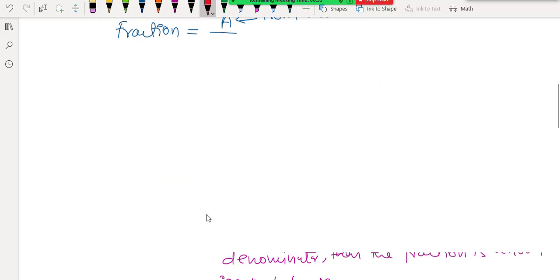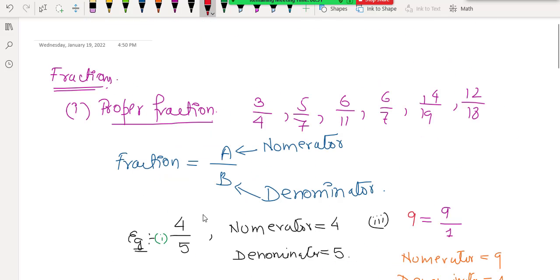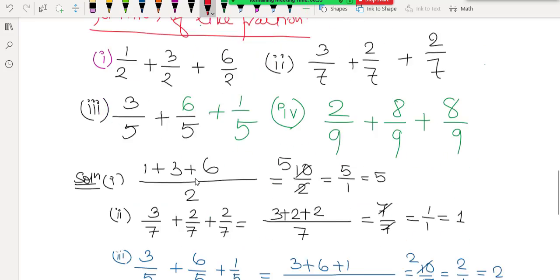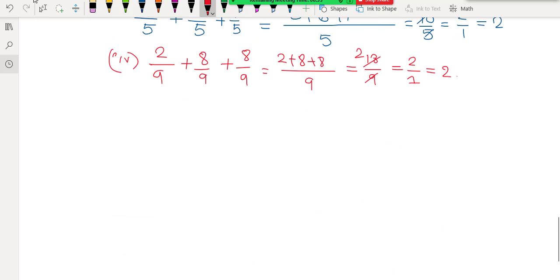The things that I have written here, that is proper fractions and all, exactly that you have to write down on your fair copy. And I'm also going to give you some homework, and you have to do it. Homework for today's class. That is addition. Homework for addition.